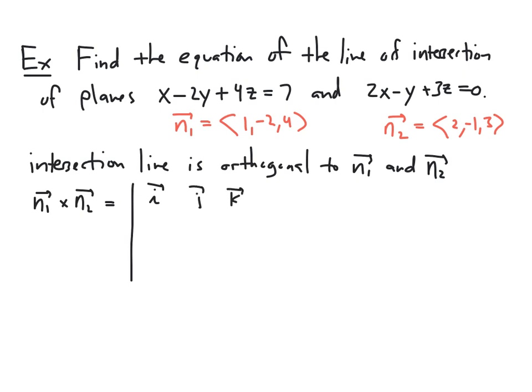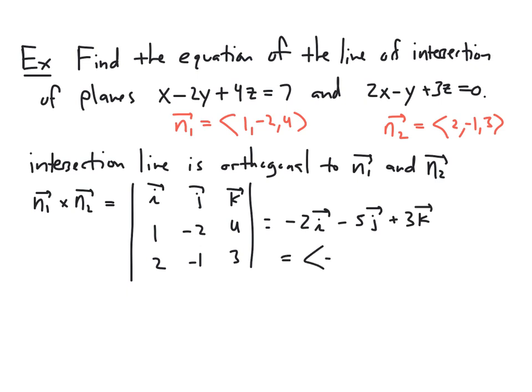Right? So we have n1 is (-1, -2, 4) and n2 is (2, -1, 3). When we do this, for i, we get -6 plus 4, that's -2. For j, we get 3 minus 8, which is -5j. And for k, we get -1 plus 4, which is positive 3. So we have the vector in component form: -2, -5, and 3.